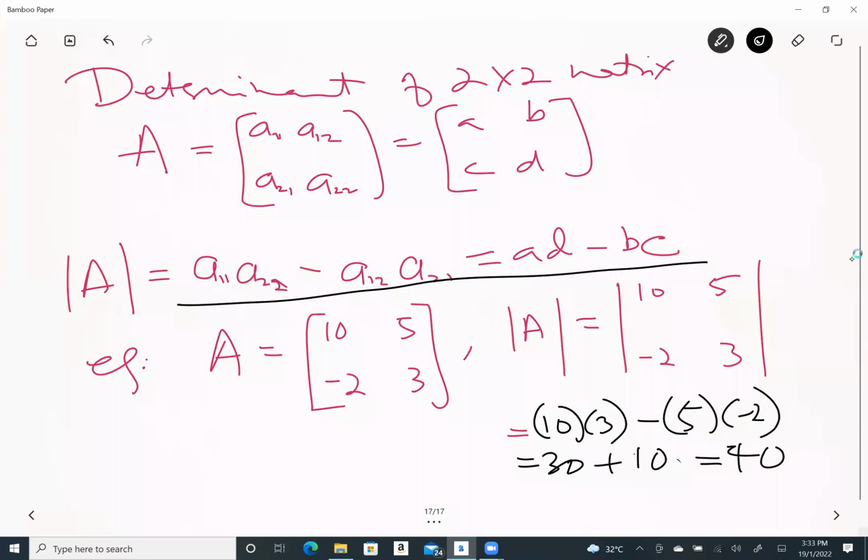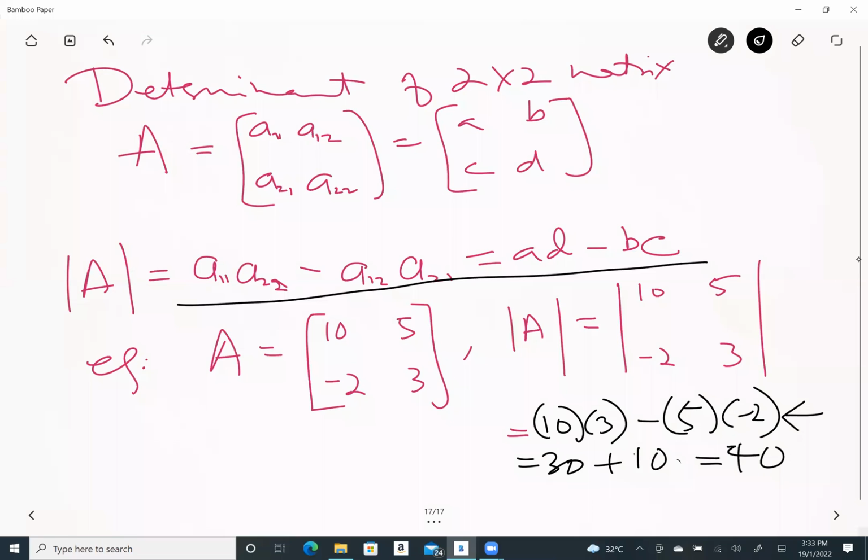So for a 2x2 matrix, it is very simple to get the determinant. You just multiply the principal diagonal elements and then you subtract the product of the elements in the other diagonal. Okay, all right. So look at the book, 3.4. Determinant of a matrix, 3.4. So we are now in 3.4.